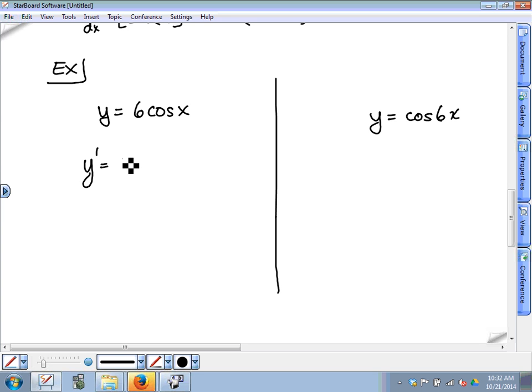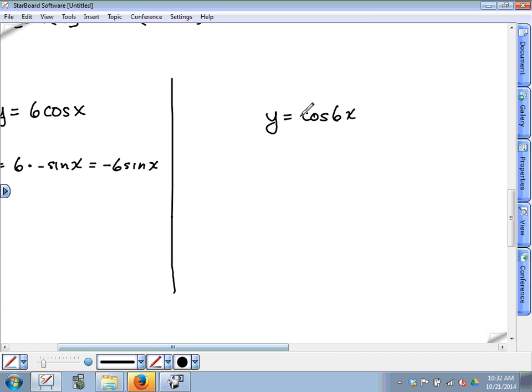6 times negative sine of x, which is negative 6 sine of x. Is this how you did this problem on your test? Pretty sure that's how it's supposed to be done. Let me go check my test.